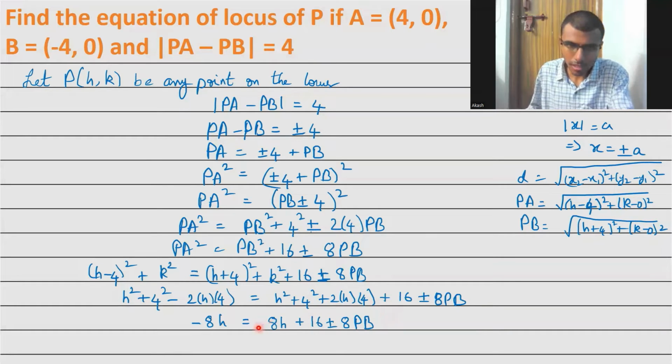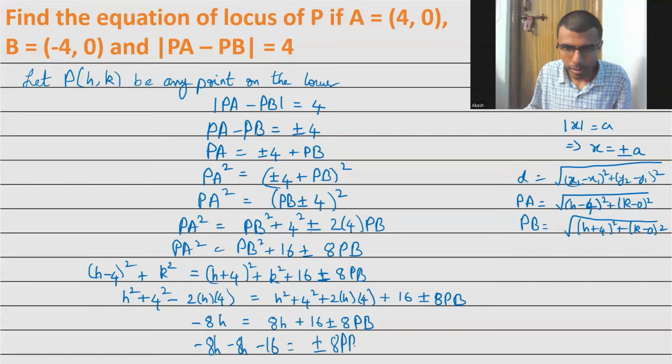Okay. Now, what I'm going to do is get this 8h and 16 to the LHS. So I have minus 8h, which is already there. Since 8h is coming here, it would be minus 8h. Minus 16 is nothing but plus or minus 8 pb. Now minus 8h is minus 16h. Minus 16h minus 16 is equal to plus or minus 8 pb.